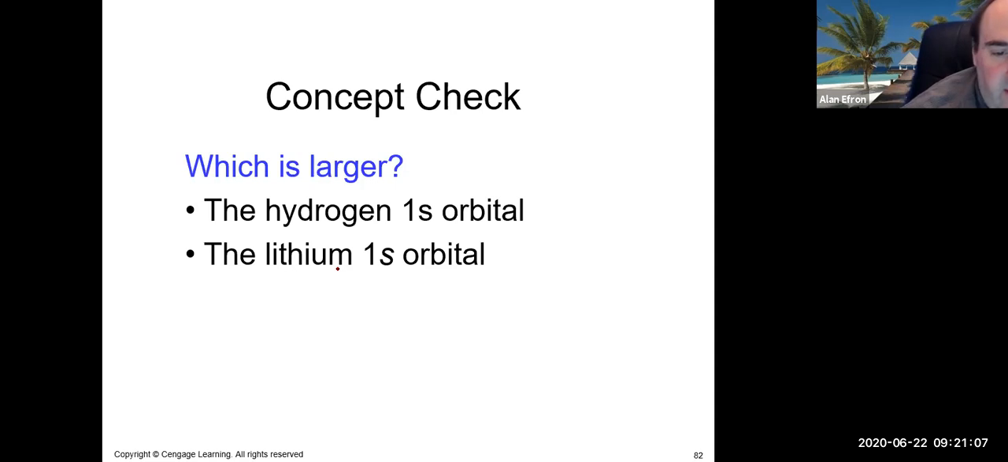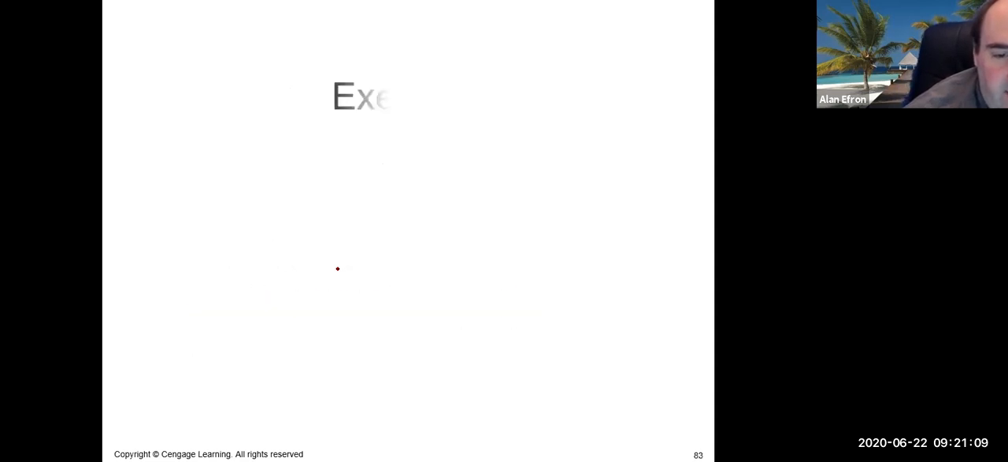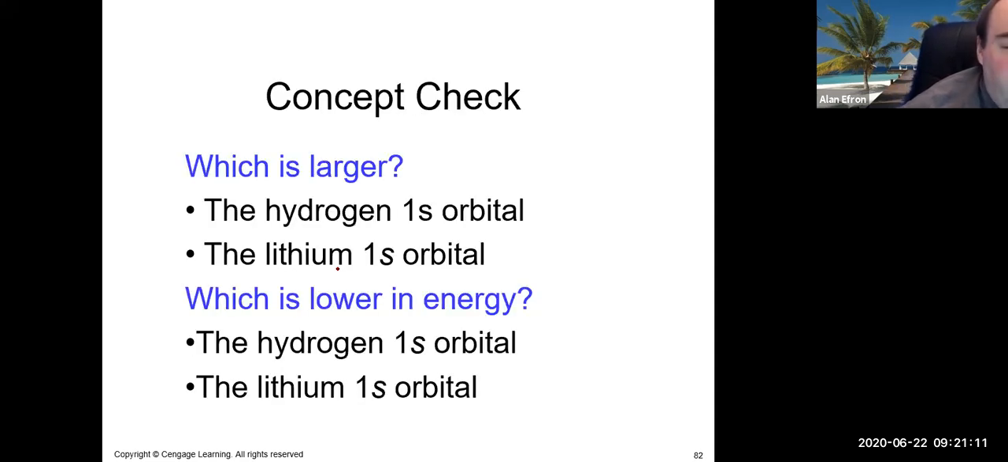Which is larger, the hydrogen 1s orbital or the lithium 1s orbital? In terms of size, the lithium should be larger, again, as it is further down in the group on the periodic table. And which one should be lower in energy? Lower in energy, again, would be the hydrogen, as it is closer to the nucleus.